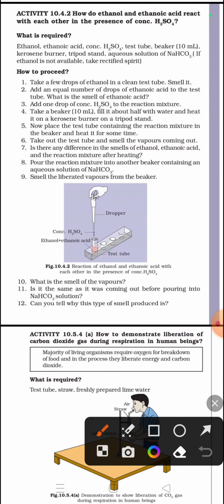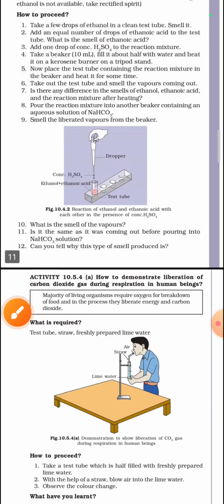Next, how do ethanol and ethanoic acid react with each other in the presence of concentrated H2SO4? When ethanol and ethanoic acid react with each other, they form an ester. This is esterification in this activity.